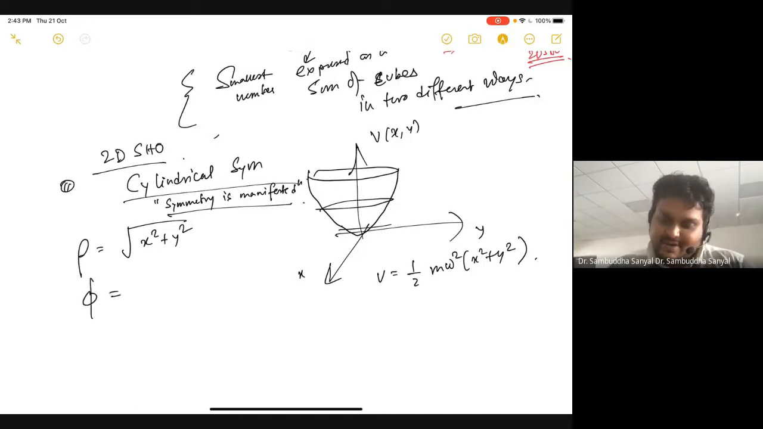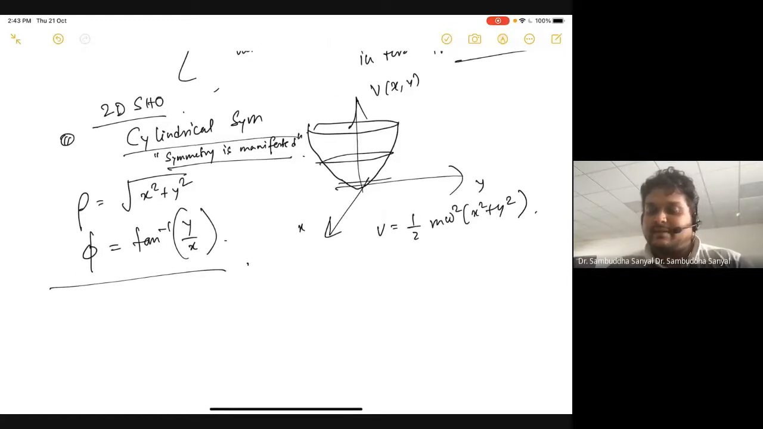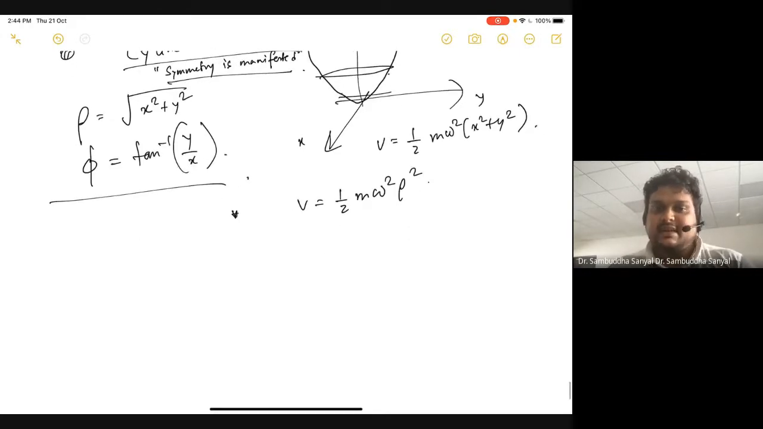So that is why we are going to use cylindrical coordinates, rho and phi, where rho is the horizontal radial distance of a point from the origin, and phi is the angle it makes with some chosen axis. Then the potential becomes very simple. It becomes radial. There is no angle dependence because of the isotropy, and we'll see how one can solve this, because now it's a very simple problem.